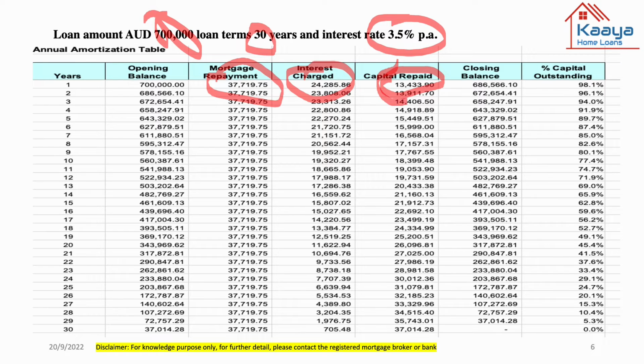So when you calculate how much of the loan is left at the end of the month or at the end of the year, your loan amount is 700,000. When you check at the end of the year, no matter how much you pay, 37,719, only the principal will be deducted from the opening balance. So your closing balance is just 686,000. The remaining 24,000 is taken by the bank as income, which is the interest that we are paying for the loan that we have taken.